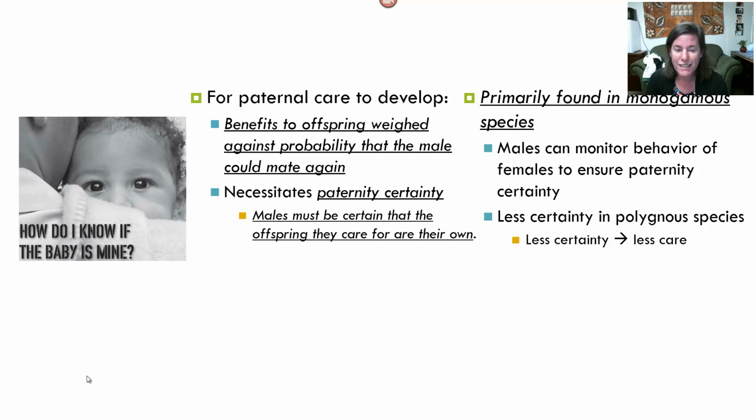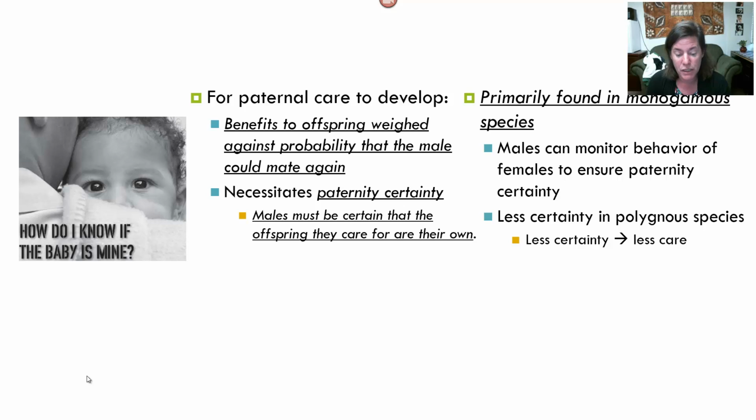One condition that is generally needed for male care to evolve is what we call paternity certainty. That is, the males need to be certain that the offspring they care for is their own. As a result, paternal care is predominantly found in monogamous species, because in these species males can monitor the behavior of females and ensure paternity certainty, and they can prevent cuckoldry.